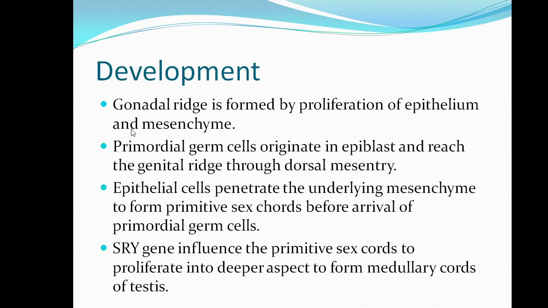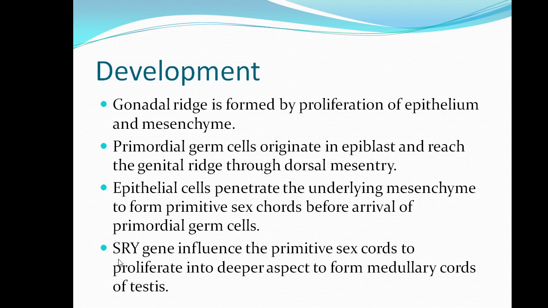Development. The gonadal ridge is formed by proliferation of the epithelium and mesenchyme. The primordial germ cells originate in the epiblast and reach the genital ridge through the dorsal mesentery. The epithelial cells penetrate the underlying mesenchyme to form the primitive sex cords before arrival of the primordial germ cells.